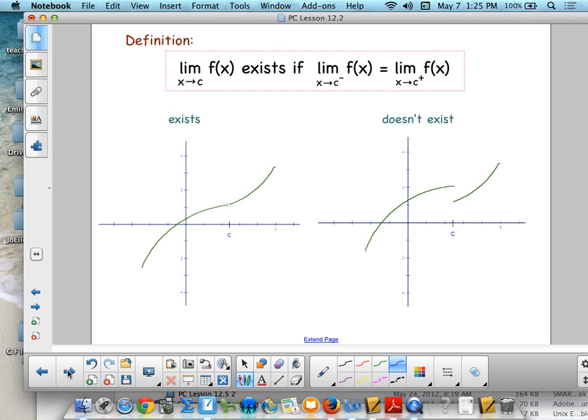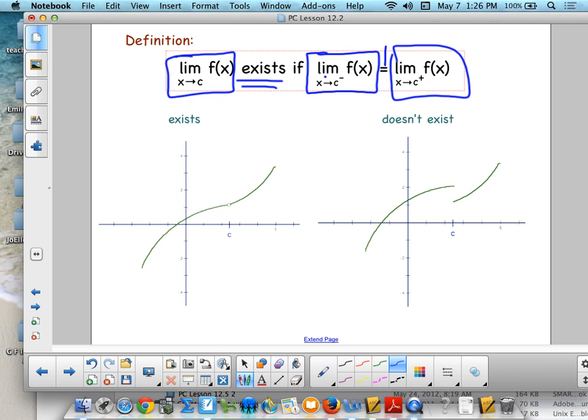This next slide is the definition. How do you know if a limit truly does exist? The limit of f of x as x approaches c will exist if and only if, when you evaluate the limit from the left of c and from the right of c, they're exactly what? The same number. It's got to be 3 from the left and 3 from the right. 5 from the left, 5 from the right.